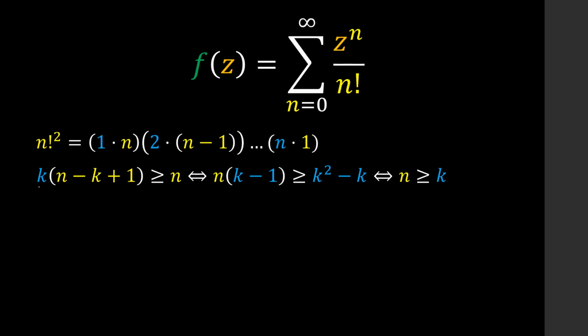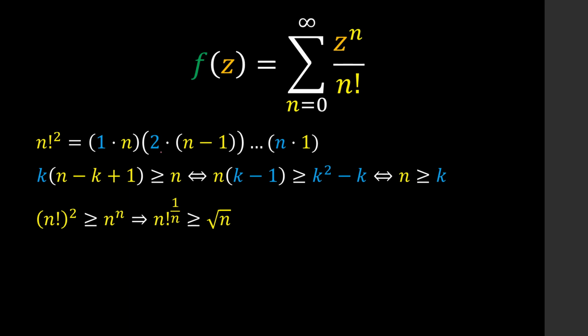Because I've got nk here, I've got an n here, so I can subtract the n onto the other side to get n times k minus 1. And I can move my minus k squared to the other side to become k squared, and then k to the other side becomes minus k. And now if I divide by k minus 1, and that's why we assume that k is bigger than 1, I've got n is bigger or equal to k. And you can check the case where k is equal to 1, it still works, right?